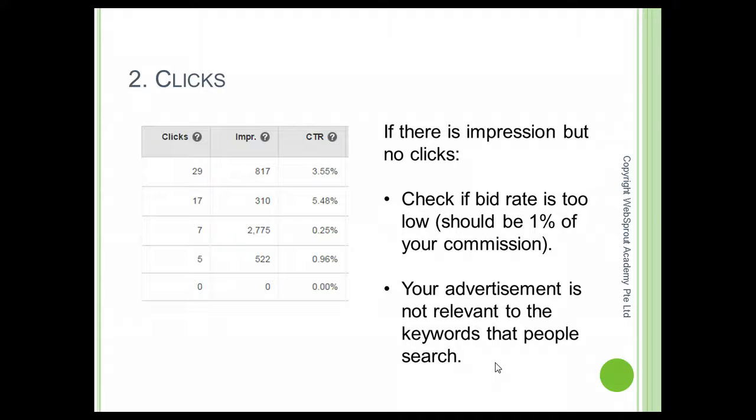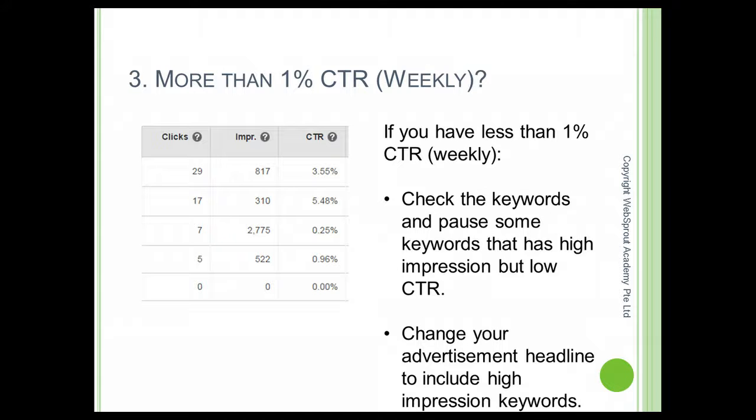Okay, the third checkpoint is, if your campaign has impression and has clicks, now I want you to measure that in terms of 1 week: does the campaign have more than 1% click-through rate? So this is CTR, more than 1%. You should at least have more than 1% CTR to ensure good results from this ClickBank.